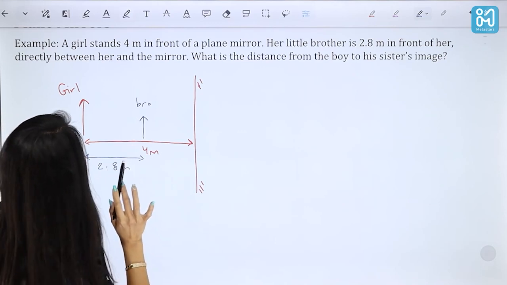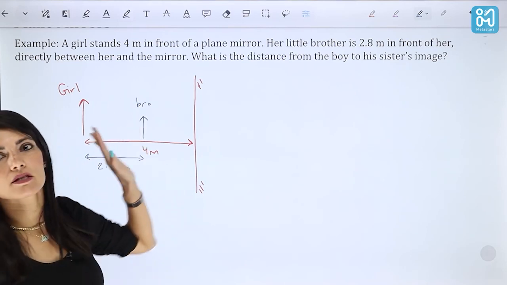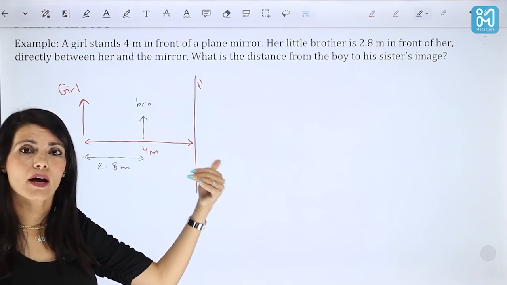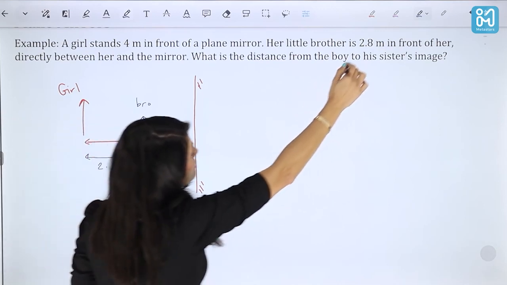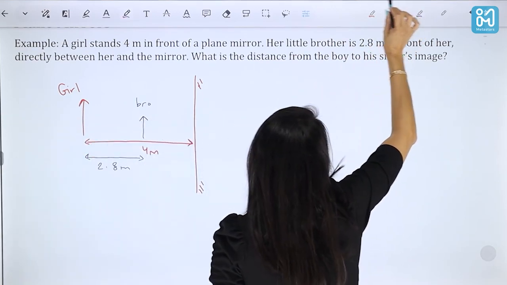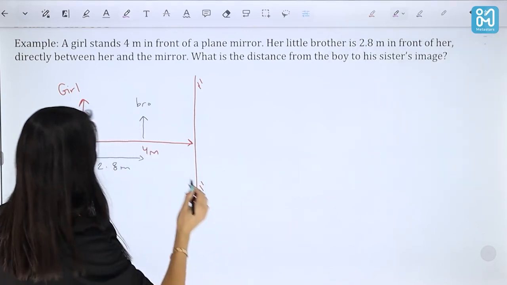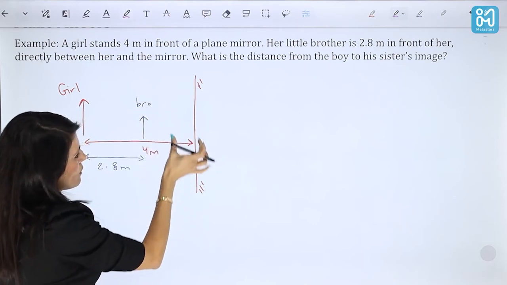Now, what is the distance from the boy to his sister's image? Let's draw the image of the boy and his sister so we can find out how far he is from the sister's image. Let's draw the images of both of them. I'm going to use a purple color. So, can I conclude, however, how far the brother is from the mirror?